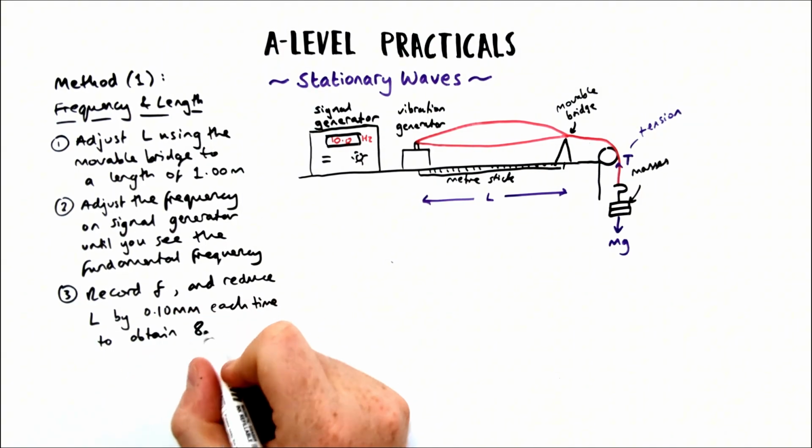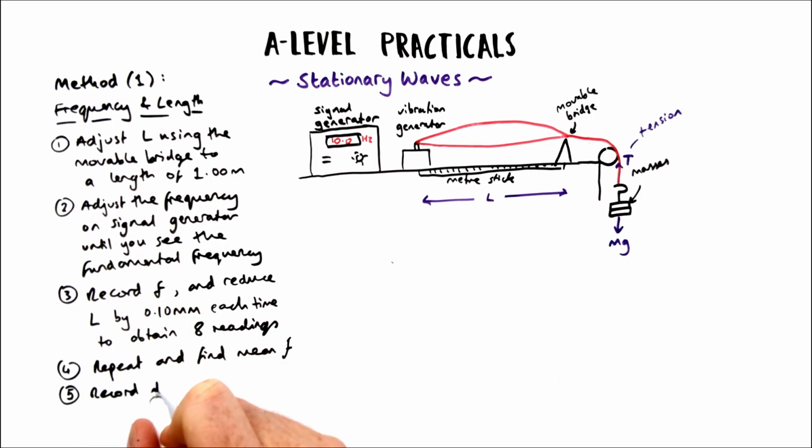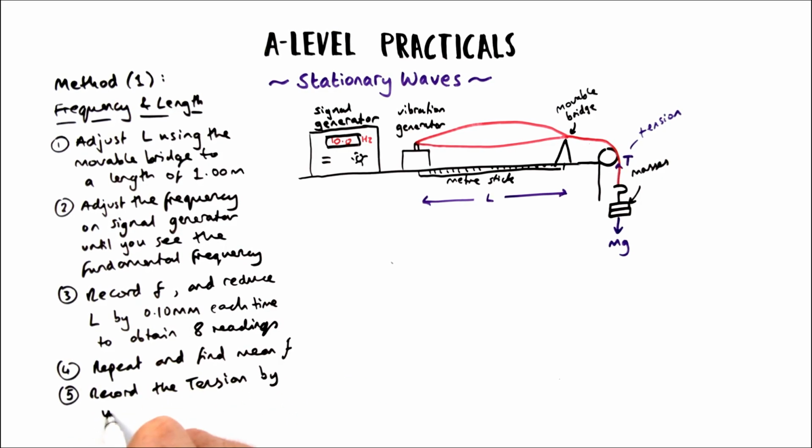The idea is you take enough readings so that you can do repeats, find a mean, and plot a graph. Before you do that, you need to record the tension by using tension force equals mg, where m is the mass in kilograms. And the mass per unit length is just the mass of the string divided by its length.